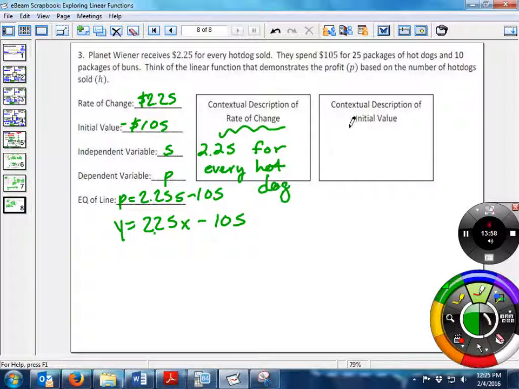And the contextual description of the initial value is that you are spending $105 in the beginning just to get your materials, etc.